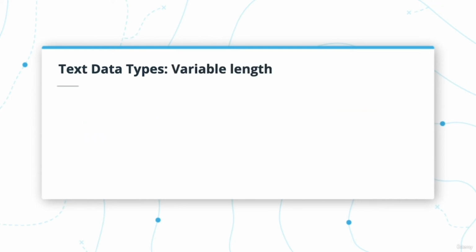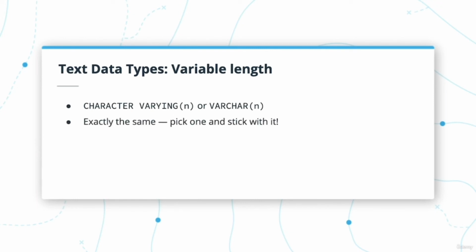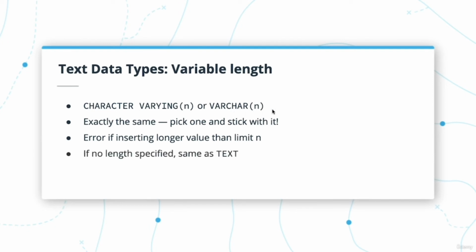All right, so let's take a look at the variable length data types. They are character varying or varchar. And one thing that you need to know is that they are exactly the same. So you should just pick one and stick with it. Now, these types will cause an error if you try to insert a value in a column that is longer than the limit n. So that n that we see here in parentheses in the definition of the type is actually the limit of the number of variable characters that you can store in that column. One thing that you need to know though is that that length is optional. And if you do not specify a length, then varchar will behave exactly the same as text.